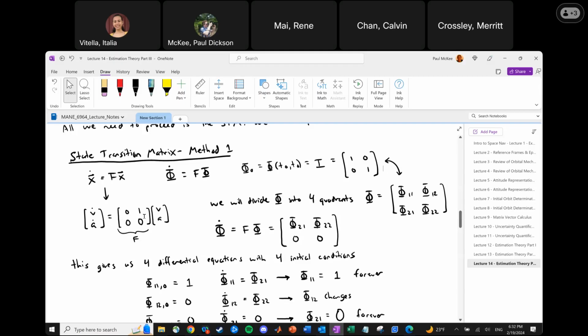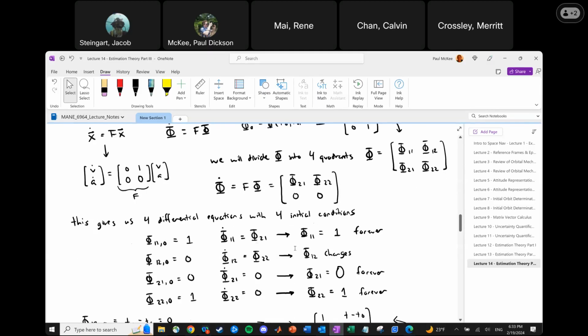Okay, great. So then that means that phi dot is equal to f phi, and I'm defining phi as being phi 1 1, phi 1 2, phi 2 1, phi 2 2. So if we multiply f by phi, we're going to get this, which is phi 2 1, phi 2 2, 0, 0. So that means that phi 1 1 dot is phi 2 1, phi 1 2 dot is phi 2 2, phi 2 1 dot is 0, phi 2 2 dot is 0.